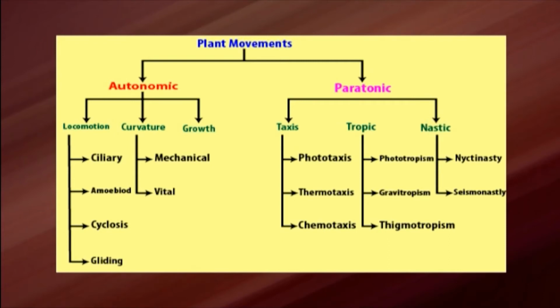Taxis movements. These are also sometimes called tactic movements. These tactic movements are commonly observed in lower plants. These tactic movements include those movements where an organism, most often single or fused, and rarely an organ, moves towards or away from some stimulus. Some of the familiar taxis movements are phototaxis, thermotaxis, and chemotaxis.